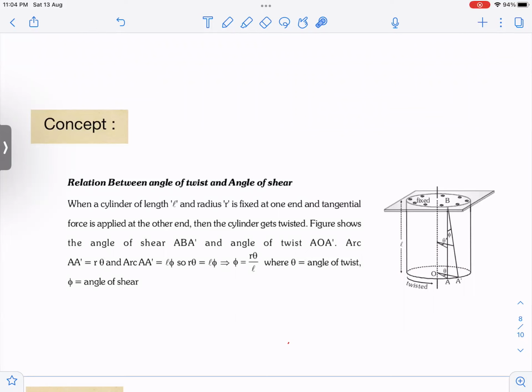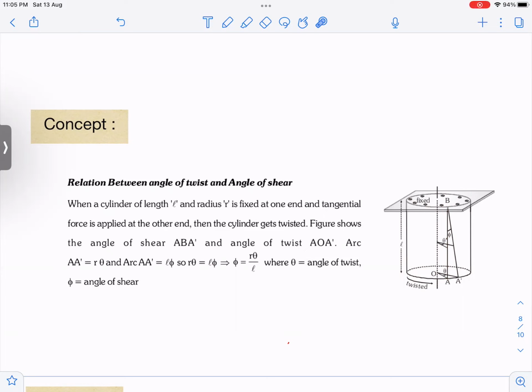Now if you remember, shear strain was what? With respect to this surface, how much this surface gets shifted, that is the shear strain. So for shear strain, this is the change in length, and that's the original length, right? So here this phi, if phi is very small, then you can write phi as AA prime divided by this length L. So this is called the angle of shear, and the shear strain also you can call phi. So that is what is written here.